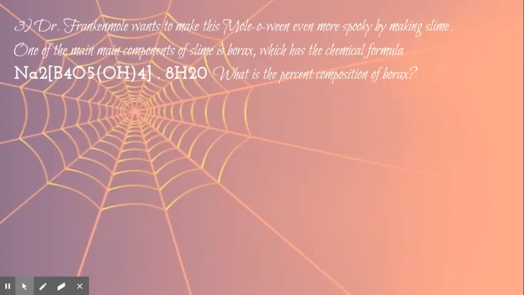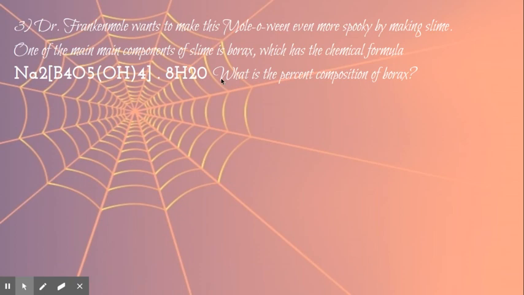Okay, problem 3. So Dr. Frankenmole wants to make this Halloween even more spooky by adding slime. Ooh. So we are given the chemical formula for borax, and we're looking for the percent composition. So percent composition is basically just how much of each element is actually in the total molar mass of the whole substance.